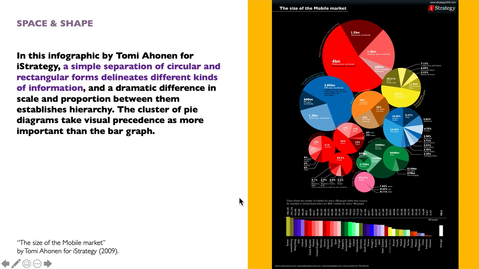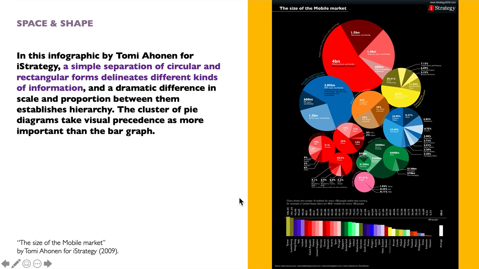Okay, next we have space and shape. Again, returning to some of our most basic design elements, but I think that they're done really well in this example. In this infographic, which is a little old, it's from 2009 by Tomi Ahonen, we see this very dramatic difference in scale and also shape between different types of information.